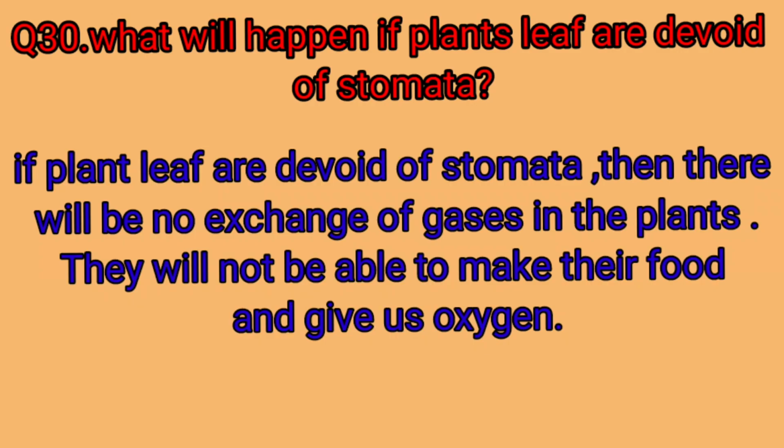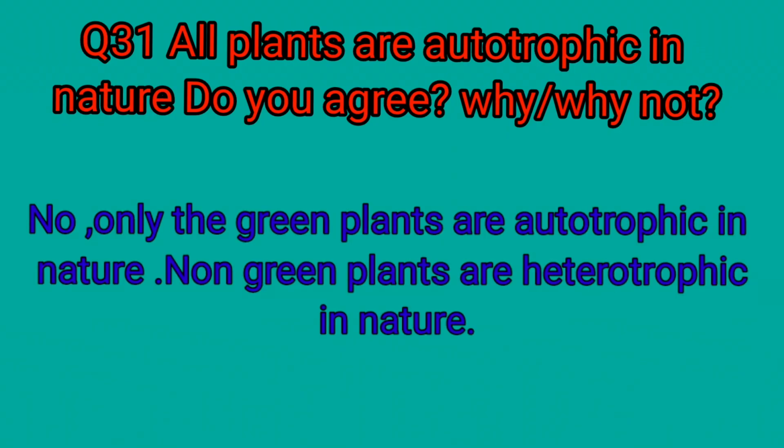Next question is, what will happen if plants' leaves are devoid of stomata? The answer is, if plant leaves are devoid of stomata, then there will be no exchange of gases in the plants. They will not be able to make their food and give us oxygen. Next question. All plants are autotrophic in nature. Do you agree? Why or why not? Answer: No, only the green plants are autotrophic in nature. Non-green plants are heterotrophic in nature.